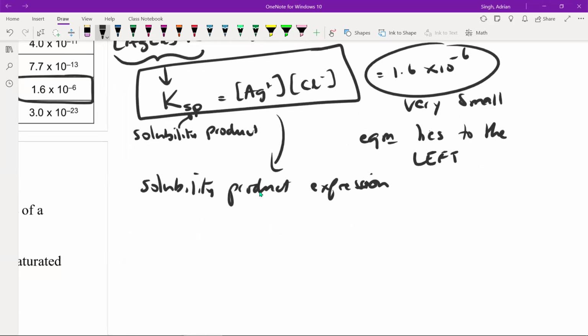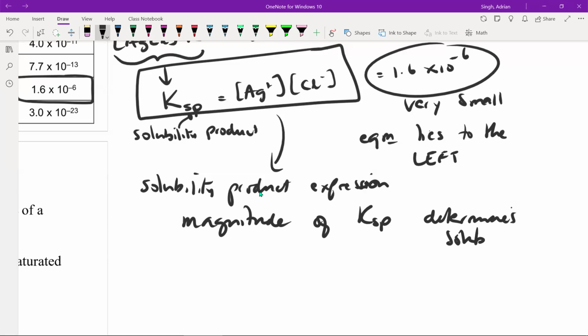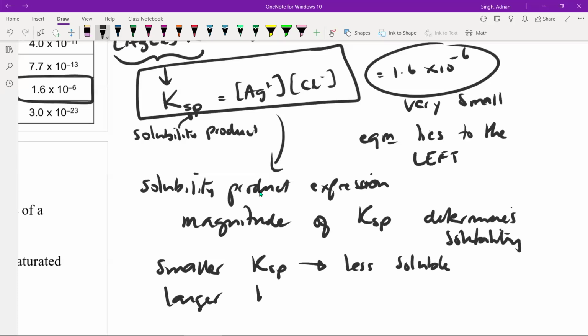Okay, so generally we can say the magnitude of Ksp is going to tell us the solubility of an ionic compound, determines the solubility. So a smaller Ksp value means less soluble. A larger Ksp value would mean more soluble. That's a general trend.